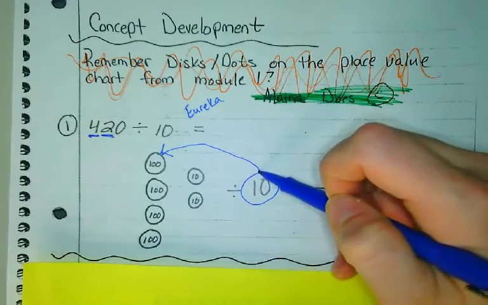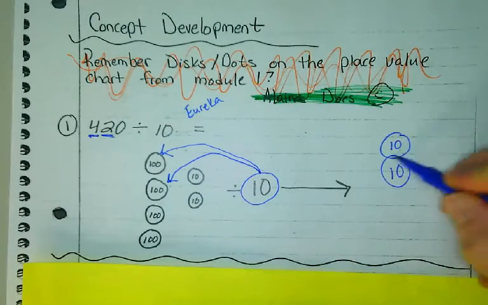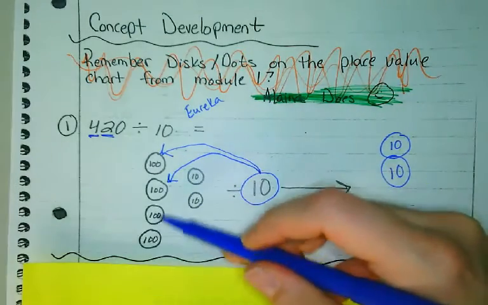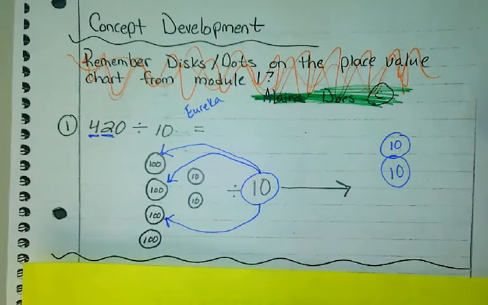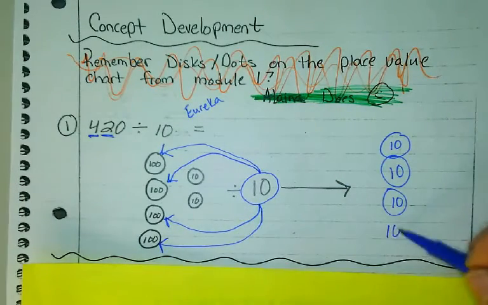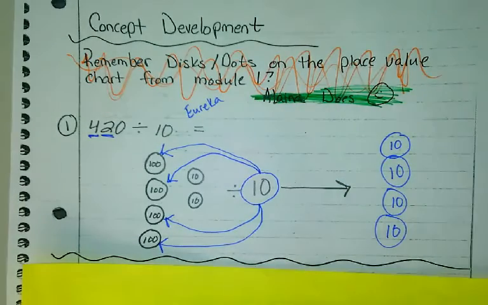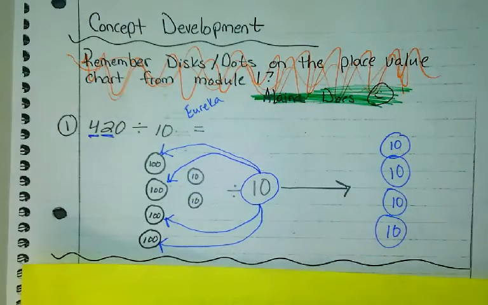Same goes right here. 10 goes into this group of 100 10 times as well. What about these 2 groups of 100? Same thing. 10 goes into this 100 10 times. So my 10 is going to go right here. And then 10 goes into this 100 10 times as well. Okay? So 10 has gone into each disc of 100 10 times.